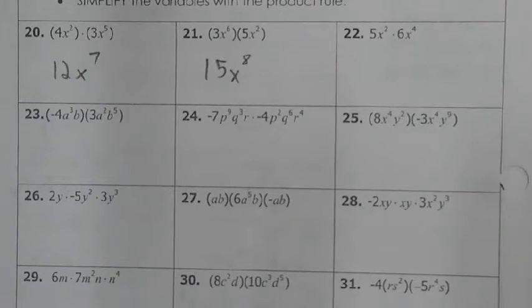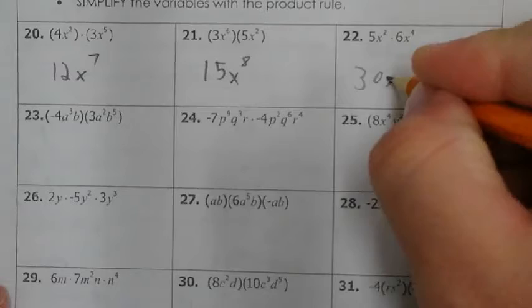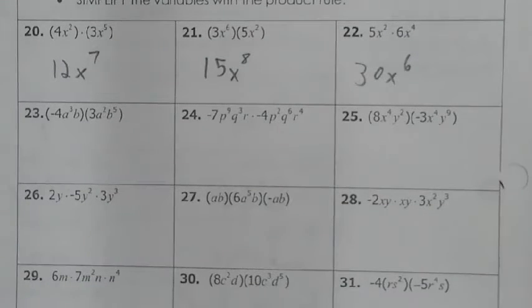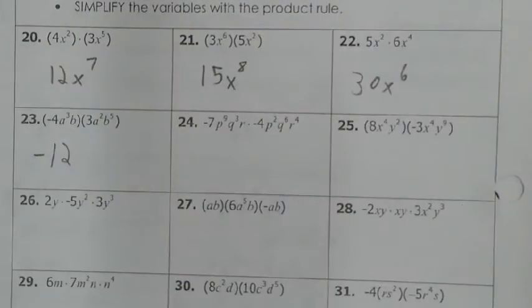All right, 22. Anybody got a guess on 22? 30x to the power 6. Yeah. All right, I think y'all are getting the hang of this. Now, 23 looks weird, but it's still the same thing. You're still doing negative 4 times 3. What's negative 4 times 3? Negative 12. And then you just add your exponents that are like terms.